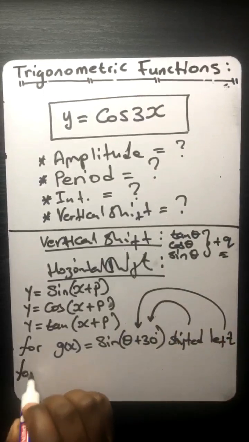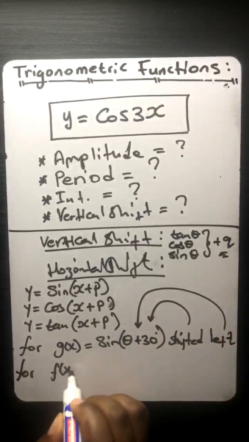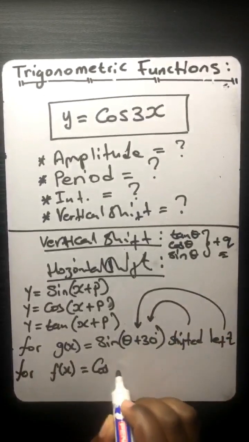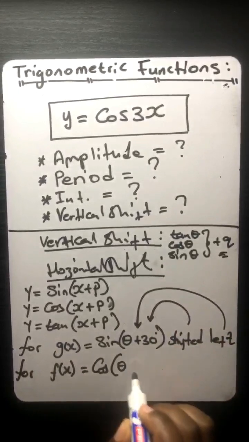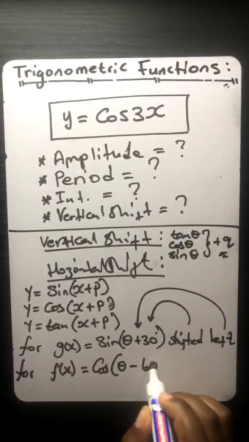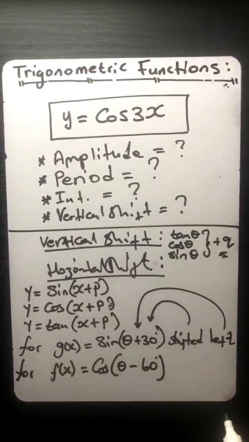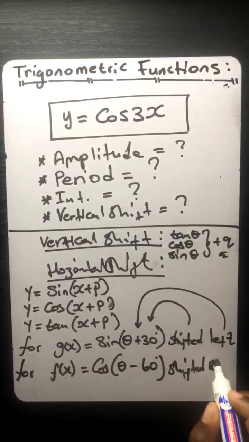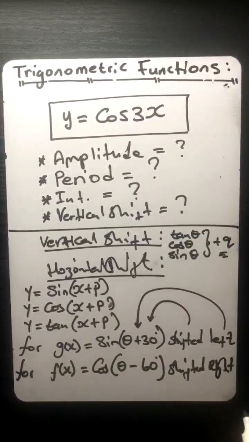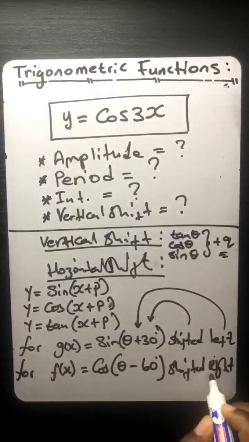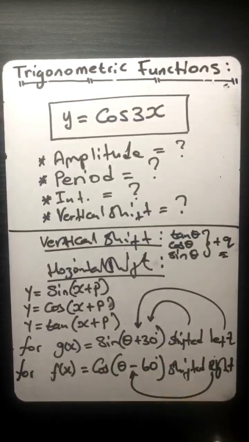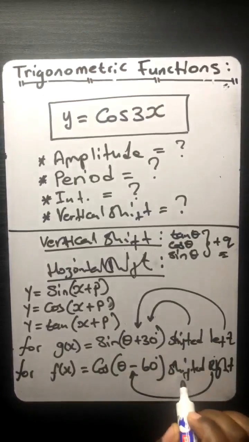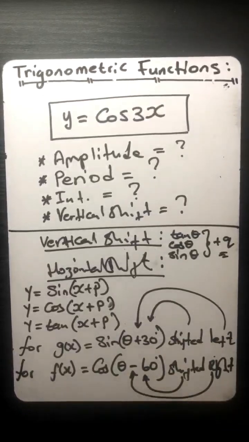So for f of x, which could be cos of the angle minus 60, this one shifted in the opposite direction, to the right. What makes it shift to the right? It is because of that negative value. By how many units did it shift? By 60 degrees to the right.